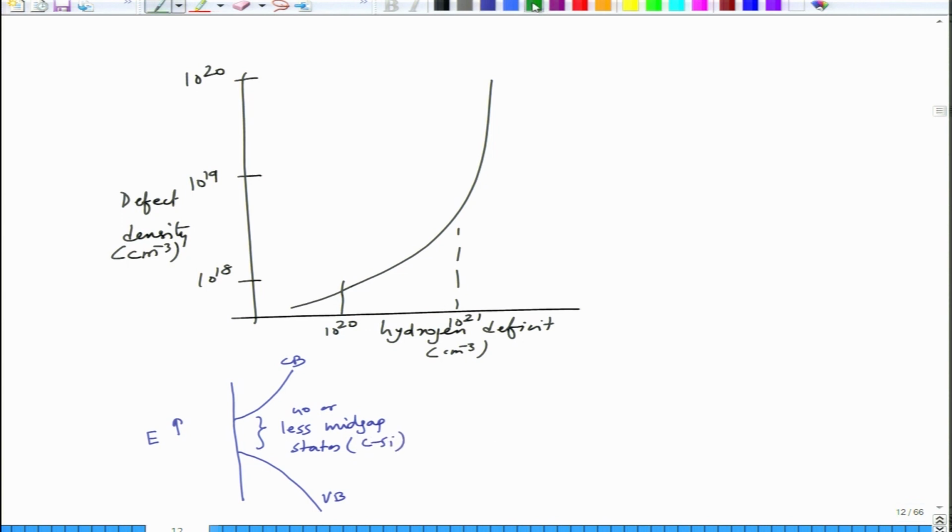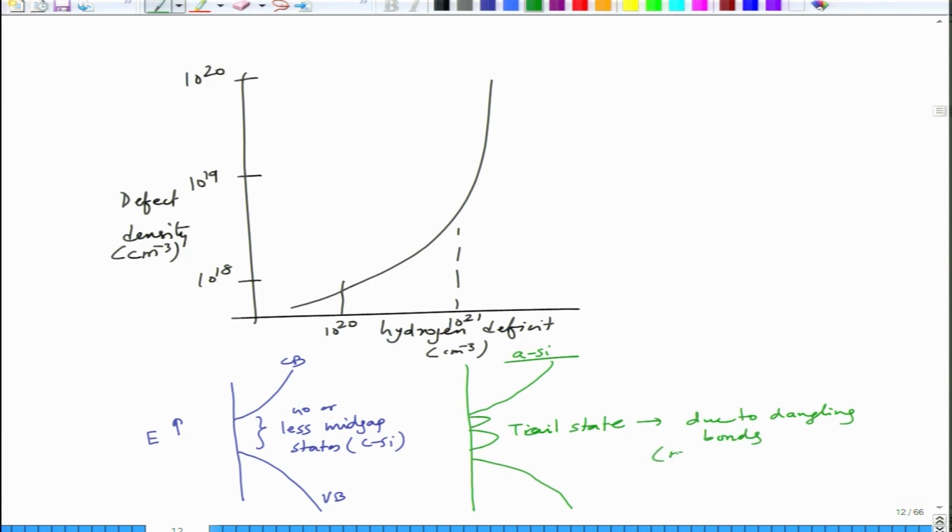But when you do the same for amorphous silicon, of course the bands are not very well defined, but let us say if these are the bands in amorphous silicon, there are these tail states in these systems. These tail states are nothing but due to dangling bonds, and they are reduced by hydrogen passivation.